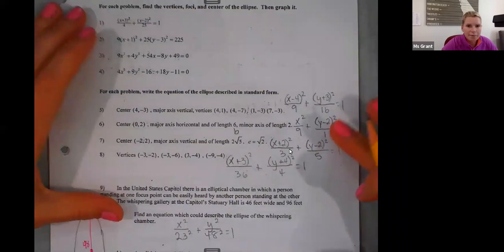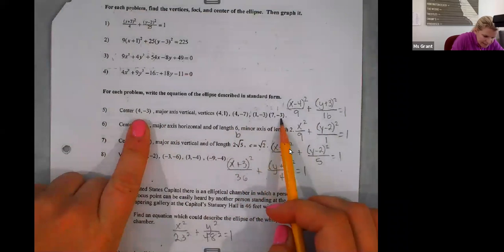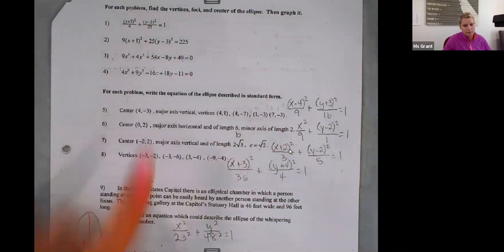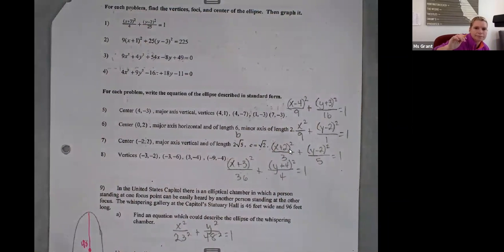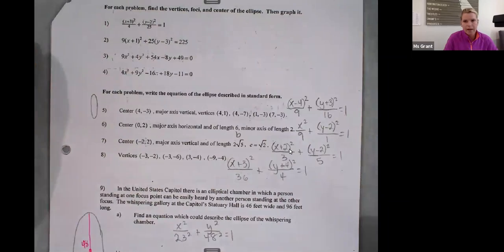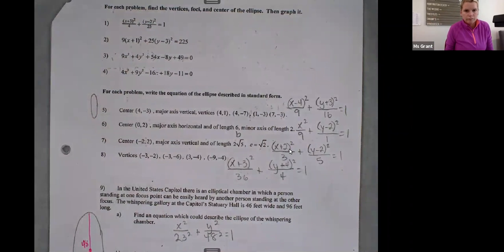Okay, on number 5, if I know the center and then I know all the vertices, it's easy for me to figure out how far is it all the way across? How far is it up and down? Okay, the major axis is vertical, so it's shaped like this. So you do have to draw this shape, okay? But it's not too difficult. So 5 was simple, you had to graph it.